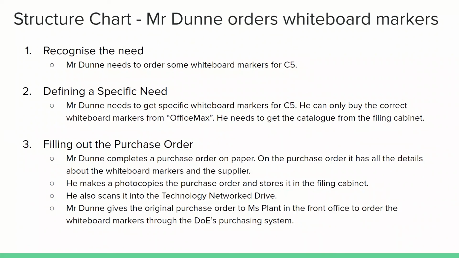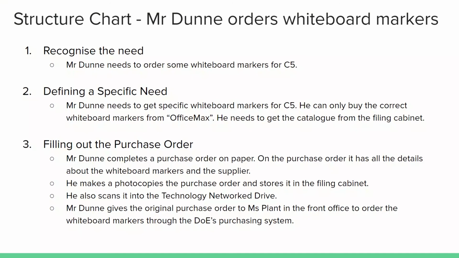Now, I have to take the original purchase order and give it to Miss Plant. Here, Miss Plant. I take it down to the front office, then she has to go through the Department of Education's purchasing system. That's still online order. So, it is paper. I'll give it to Miss Plant.